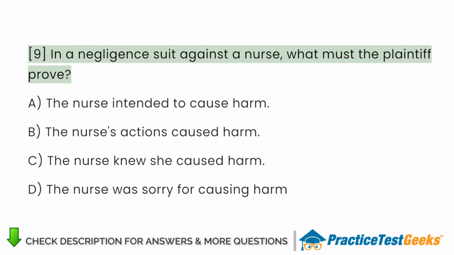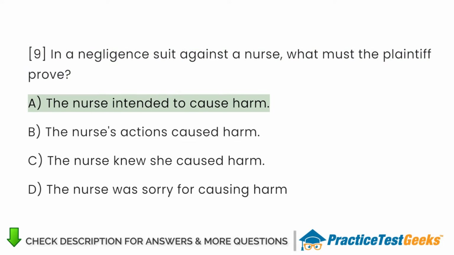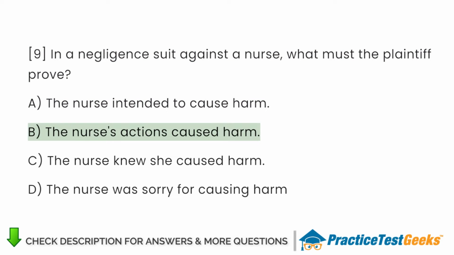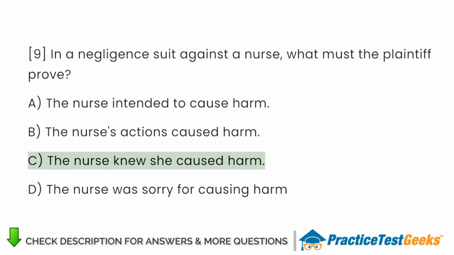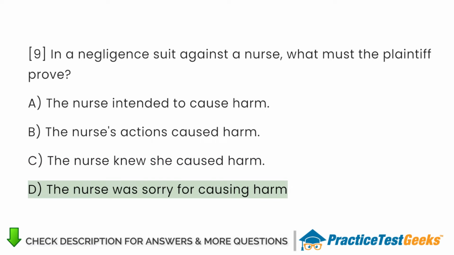In a negligence suit against a nurse, what must the plaintiff prove? A. The nurse intended to cause harm. B. The nurse's actions caused harm. C. The nurse knew she caused harm. D. The nurse was sorry for causing harm.